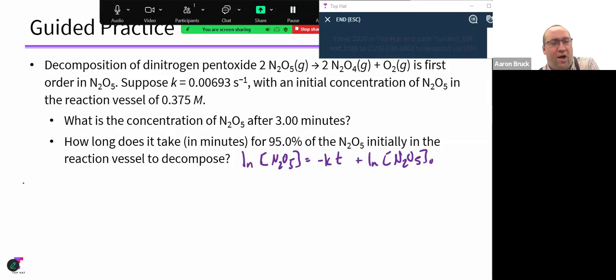So for question number 1, I want to know the concentration after 3 minutes. Well, my rate constant is in reciprocal seconds. So I need to turn this into seconds first. 60 seconds in a minute. We've got 180 seconds.